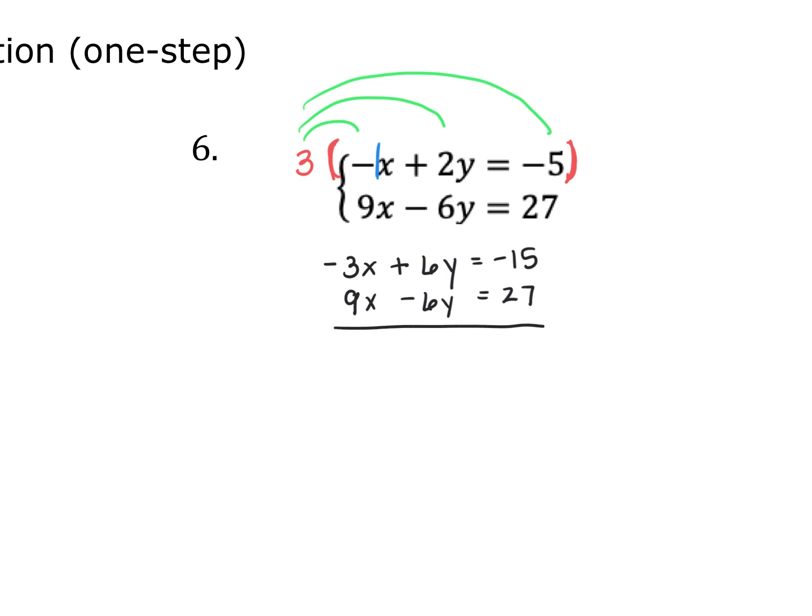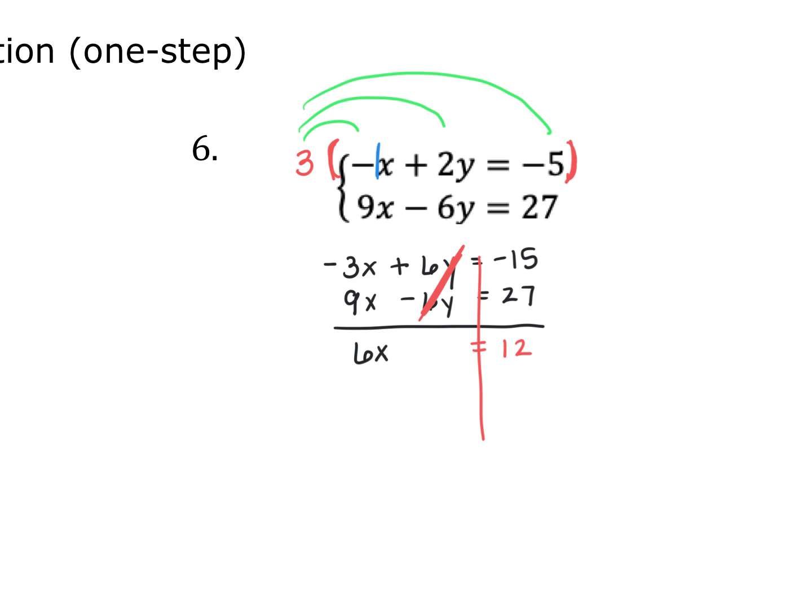Okay, so I have negative 3 plus 9. That's going to give me a 6x. A positive 6y and a negative 6y cancel out, so those are gone. And if I have a negative 15 and I add 27, that 27 is positive, so it's negative 15 plus 27, that's going to give me a 12. Notice that my negative 15 is a smaller digit than 27, so my answer turned into a positive answer. It should be a positive answer.